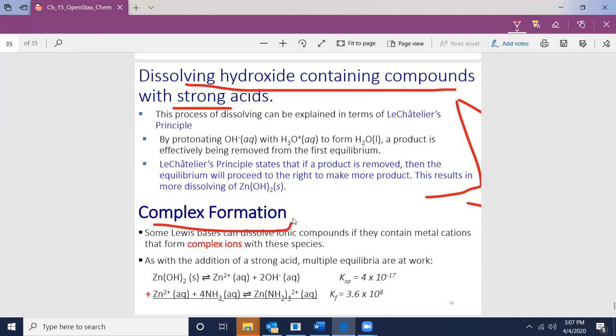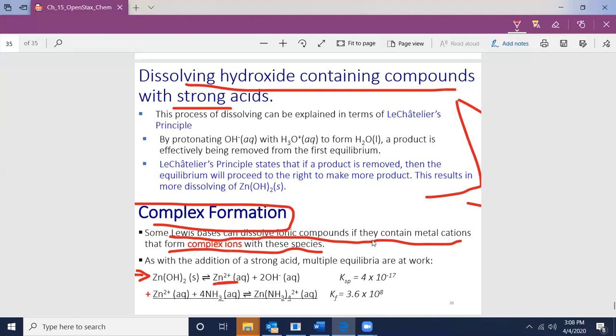So the second way of doing this is with complex ion formation. There are two ways: adding a strong acid or making a complex ion. Some Lewis bases can dissolve ionic compounds if they contain metal cations that form complex ions with these species. We had zinc hydroxide here, so the zinc is going to come out of that. We already know that, zinc 2 plus. It only goes with one ionic state, which is 2 plus.